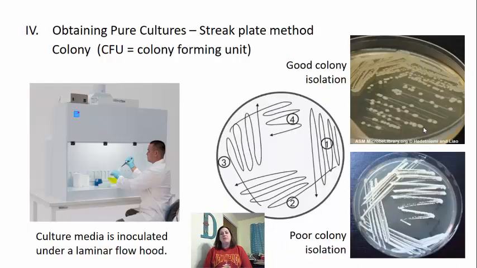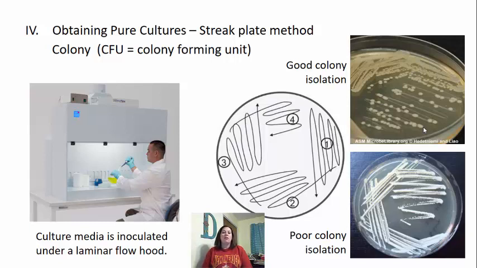Now, there are a couple of different ways that we can inoculate plates. One way we want to look at is for obtaining pure cultures, where you're obtaining one particular type of bacteria. This is called the streak plate method. What we're trying to do is isolate colonies. Colonies are known as the CFU, or colony forming unit. A lot of times they start from one particular bacterium and then grow into a colony.